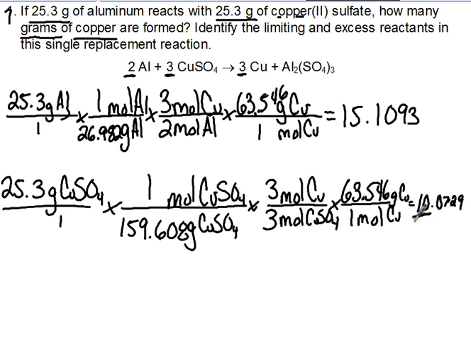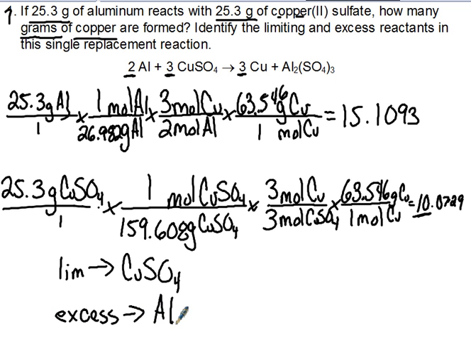Okay, so this smaller amount tells me that copper 2 sulfate is going to run out before aluminum, so my limiting reactant is copper 2 sulfate. My excess reactant, the one that has leftover, is aluminum. And I can only make 10.0729. I look back, I have 3 sig figs, so I only can have 3 sig figs in my answer. I look one past, that 7 tells me to round that 0 up, giving me 10.1 grams of copper.